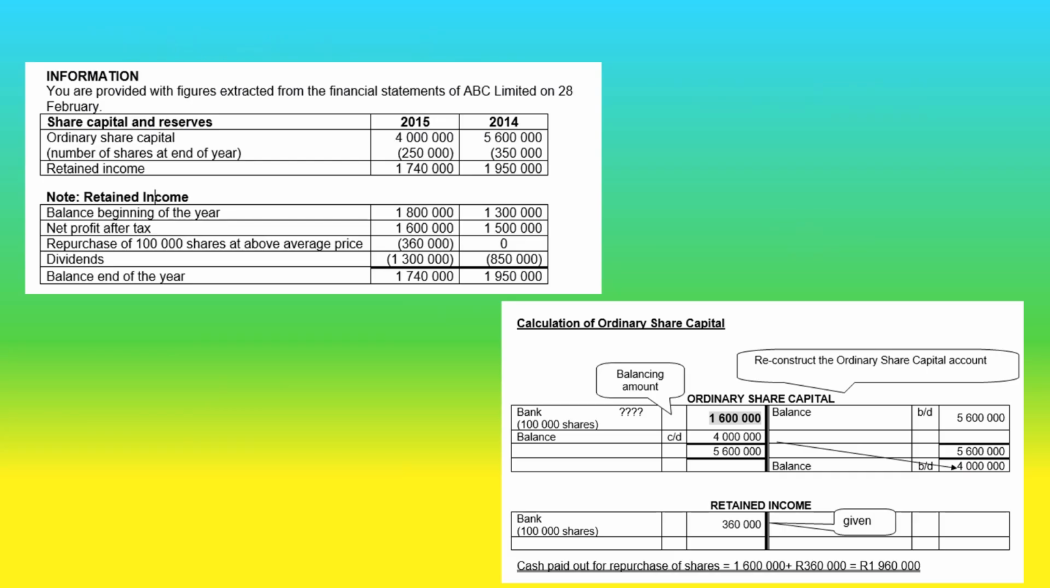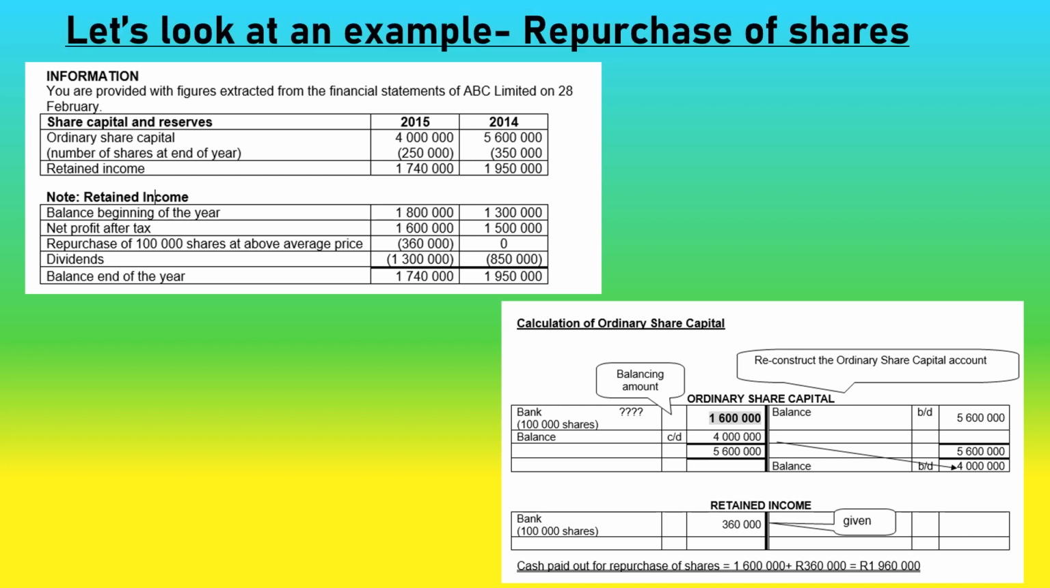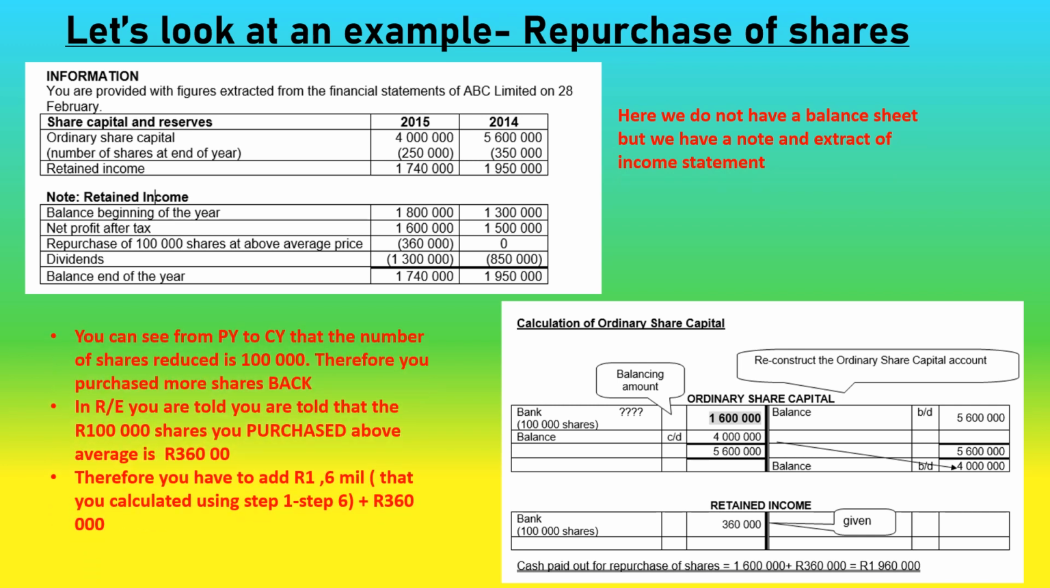Let us now look at an example of repurchases of shares. This is our last example for the lesson. Shares, I need you to remember this. Ordinary share capital account is always at cost. In this example, we've purchased shares. How do you know we've purchased shares? If you look at the number of shares at the end of 2014, we had 350,000 shares. Now we have 250,000 shares.